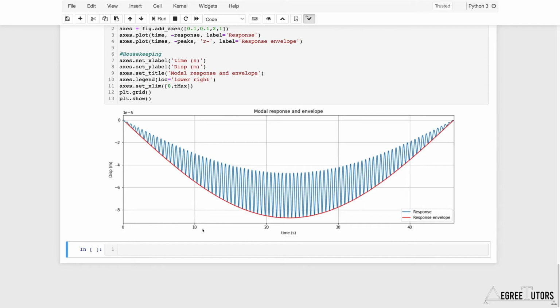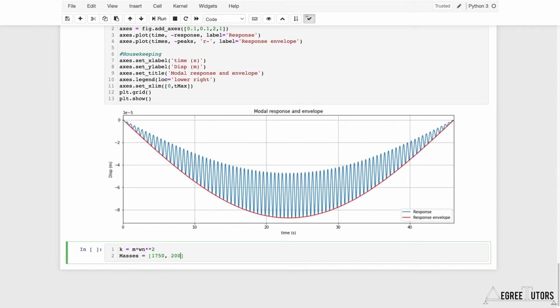So first of all, let me define the stiffness of our bridge, because we're going to need that. We'll define the stiffness based on the original set of bridge parameters. So the stiffness is going to be m times the natural frequency squared. Now I want to define a range of masses per meter run for our bridge deck. We'll say we're testing out 3 different cases: a bridge deck mass of 1750 kg per meter, 2000 and 2250.